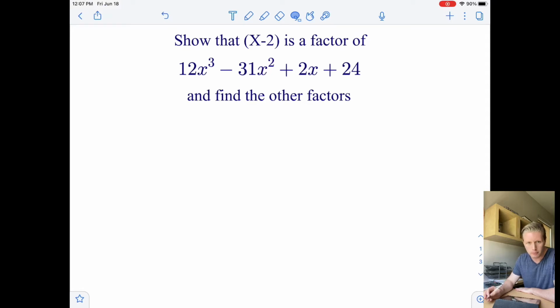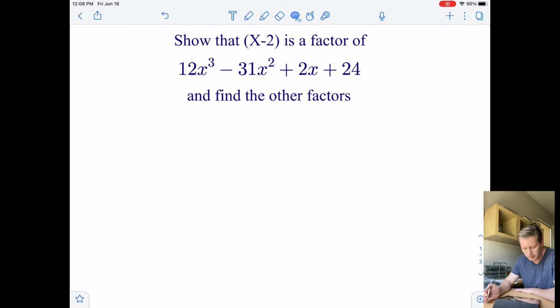All right, in this problem, I'm going to show that x minus 2 is a factor of this cubic polynomial 12x cubed minus 31x squared plus 2x plus 24. And then I'm also asked to find the other two factors. It is a cubic polynomial, so we know that there are three factors. This is a polynomial of degree 3.